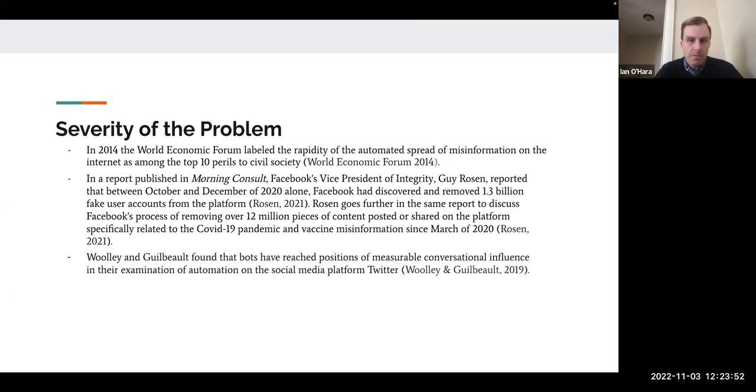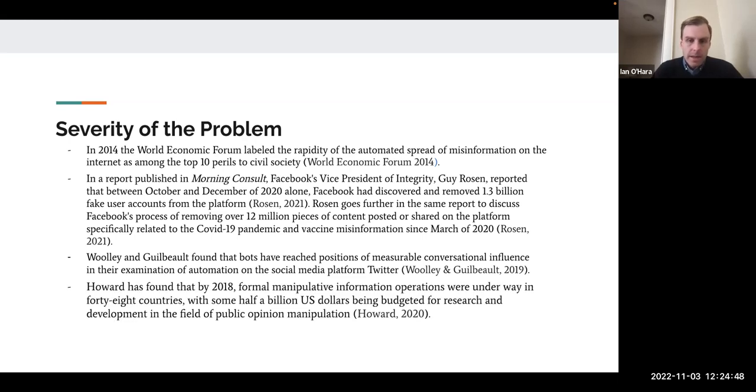So outside of Facebook, on Twitter, Woolley and Guilbeault in 2019 examined bots and different issues on Twitter that were being presented and where they ended up in terms of the centrality of conversations on given subject areas. The election was one of them, obviously, but they found that bots had reached central positions of conversational influence around a lot of these issues. So the main drivers of the conversations in a lot of these contexts were not real accounts, but were automated accounts that had interjected themselves into the conversation, and content that they had put forward had reached the central point of conversational influence in given social cultural areas.